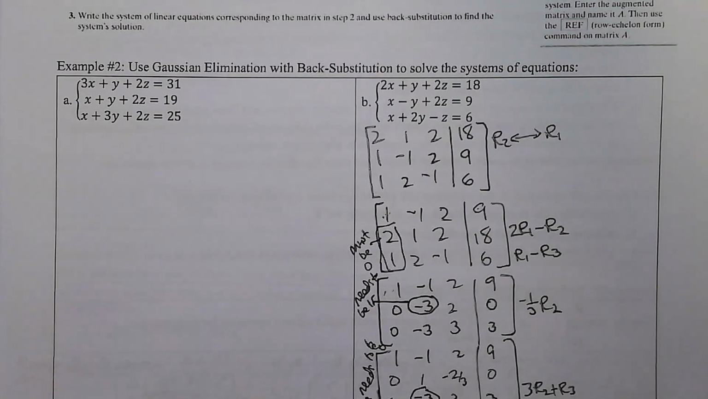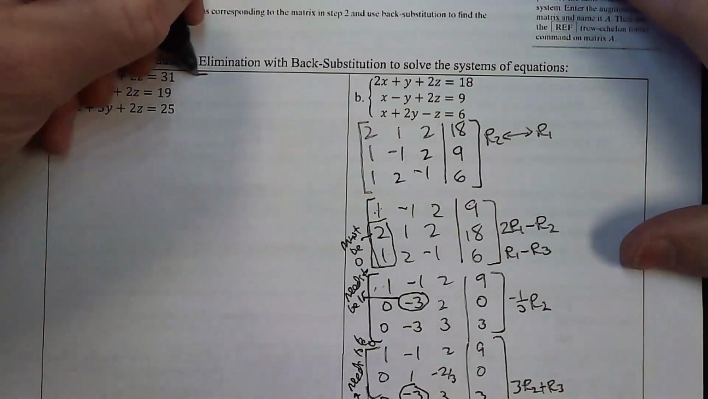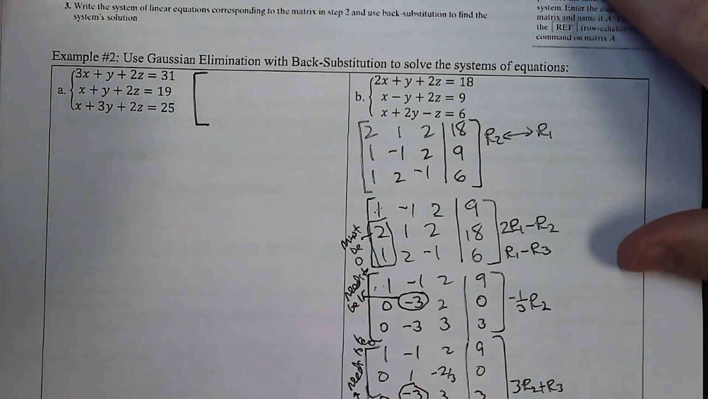Now we're going to do Gaussian elimination with back substitution to solve the system of equations, okay? There's a lot of ways you could do this, but the first thing I need to do is write out my matrix. So I'm going to write out my matrix.